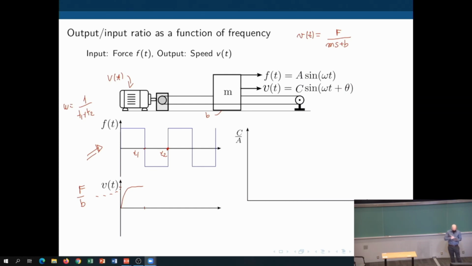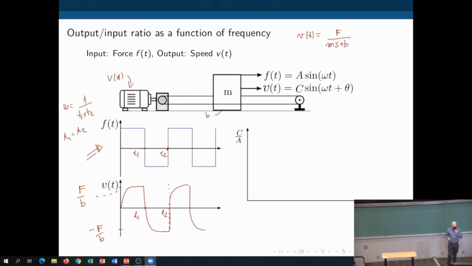And when you reach T1, then we now reverse the voltage, which means that the force reverses and the system now speeds up in the opposite direction. T1 here is equal to T2. All right, so the system will now go from F over B to negative F over B. And again, this is under the assumption that we are giving the system sufficient time to reach a steady state. And then the voltage goes back positive. The system repeats its behavior, and it keeps going like that.